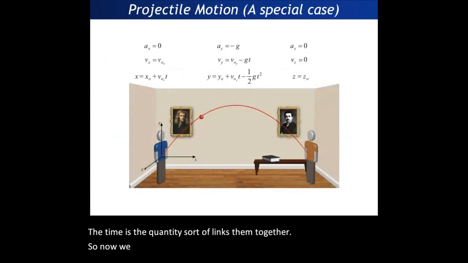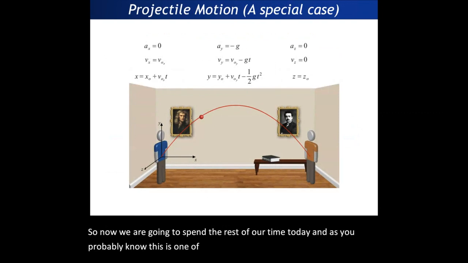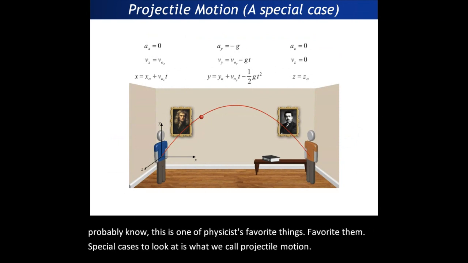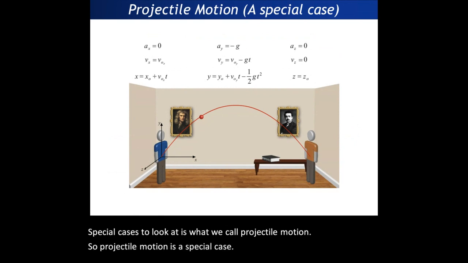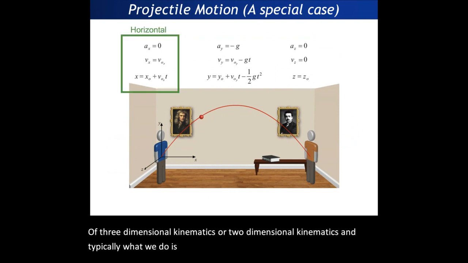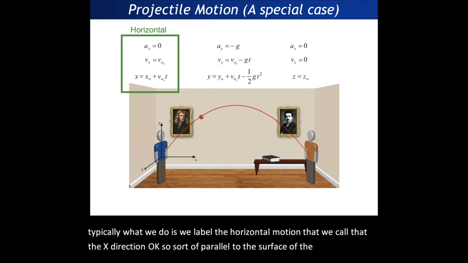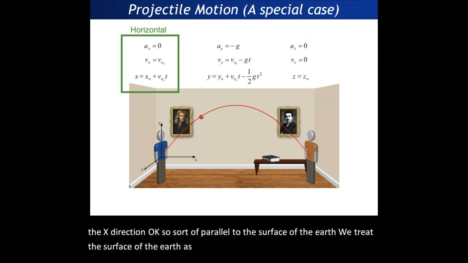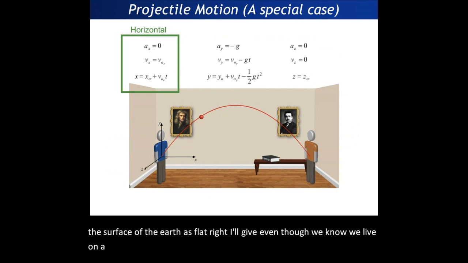Now we are going to spend the rest of our time today on one of physicists' favorite things, special cases, which is what we call projectile motion. Projectile motion is a special case of three-dimensional or two-dimensional kinematics. Typically we label the horizontal motion the x direction, parallel to the surface of the Earth. We treat the surface of the Earth as flat, even though we know we live on a sphere, but a small part of it is flat enough to call it flat.